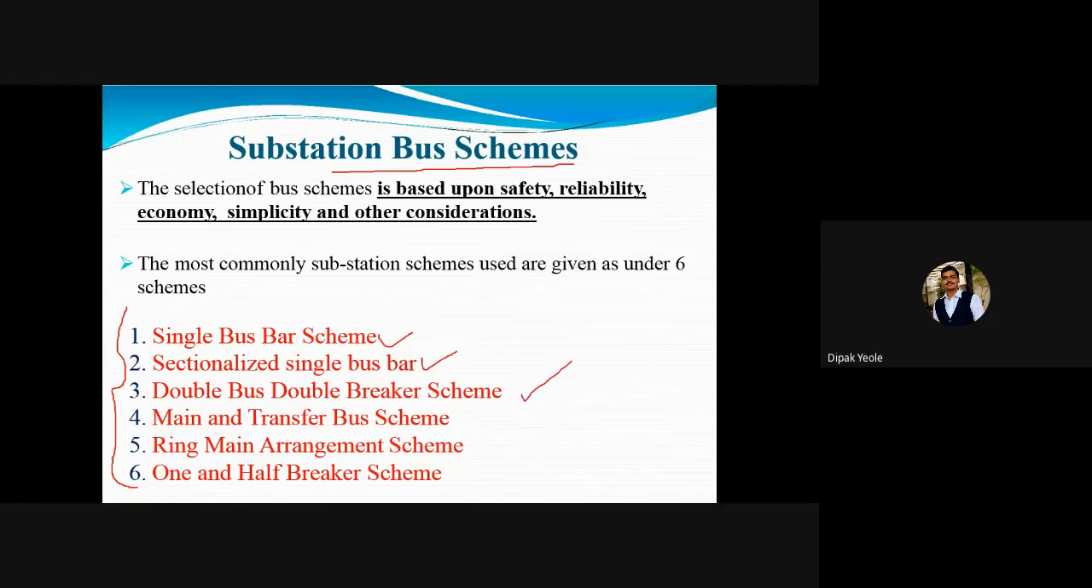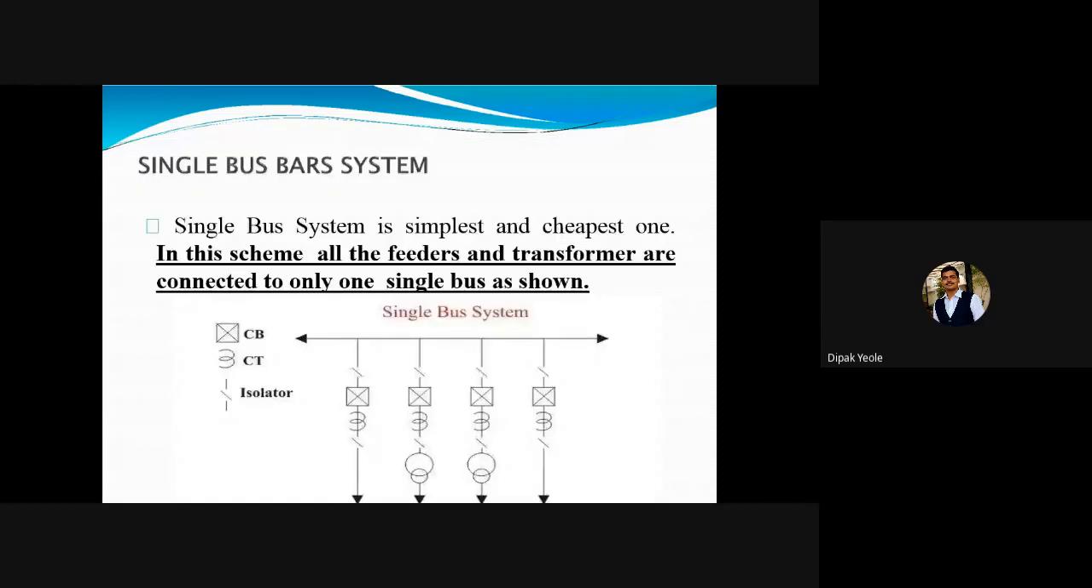So why do we have to choose a particular bus scheme? Because of safety, reliability, economy, and simplicity, we need to use different types of bus schemes. Here is a picture of the single bus system. Here you can see the bus bar, and we are using the isolator. After the isolator, we are using the circuit breaker, and after the circuit breaker, we are using the current transformer. Again, don't forget to use the isolator here.